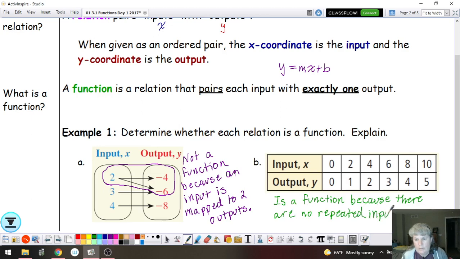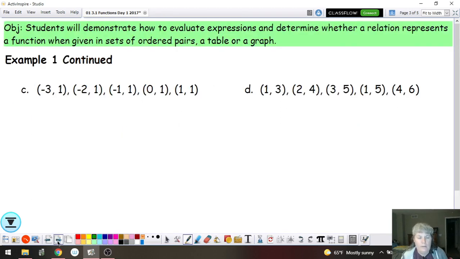Each input value has exactly one output value. We can do the same when they're in ordered pairs. If I look at my list, the x values are all the first numbers. So I'm just going to go ahead and circle all of my x values. I have -3, -2, -1, 0, and 1. I don't see any inputs that are repeated. So this is a function.